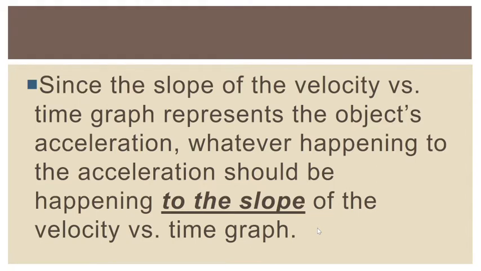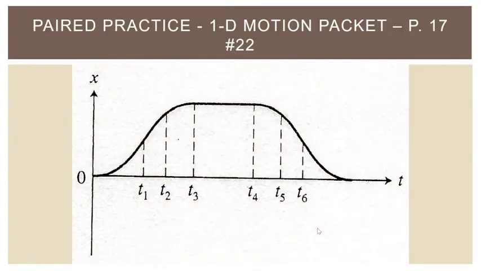But before we do that, I just want to talk about one more example that's frankly particularly annoying. And so this one is in the one-dimensional motion packet. It's page 17, number 22. And if you notice, there's just a lot going on here. In this particular problem, we're going to take the position versus time graph that's given to us, and we're going to draw the velocity versus time graph.